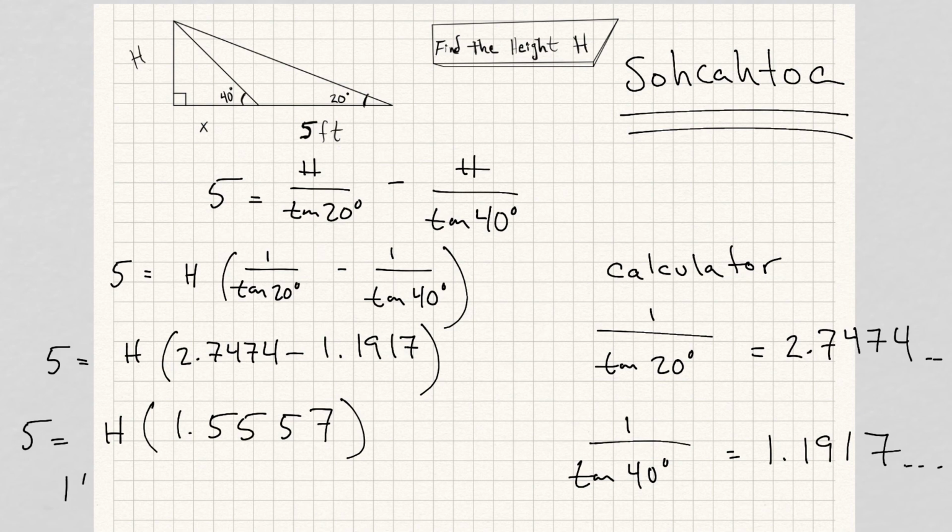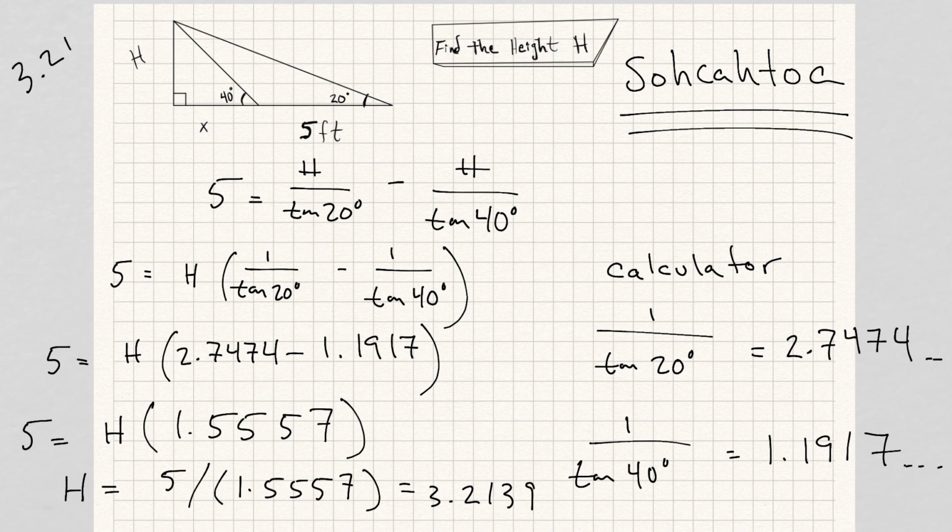So now we have h equals 5 divided by 1.5557, and that equals 3.2139. And that's our height. We just solved for h. We got it: 3.2139. And of course, that's going to be in feet. We started with feet, we end in feet. So here's our answer.